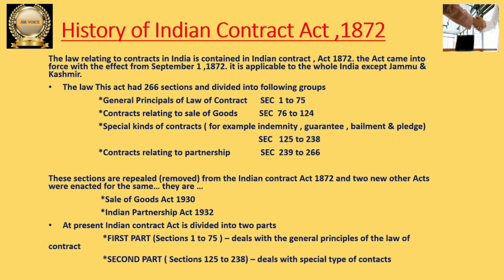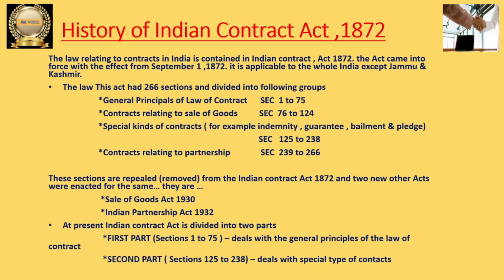The contracts related to sale of goods were made into another act, the Sale of Goods Act 1930. And the last one, contracts relating to partnership, sections 239 to 266, were removed from the Indian Contract Act, and the rules related to partnership were made separately in another act, and the Indian Partnership Act 1932 was framed.